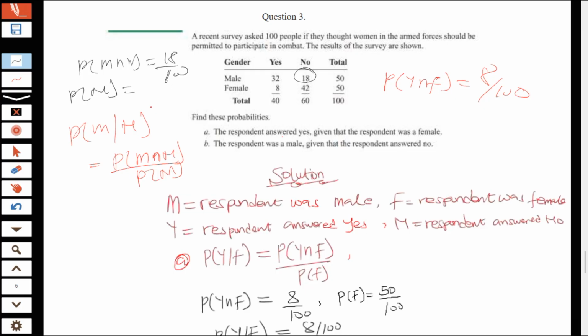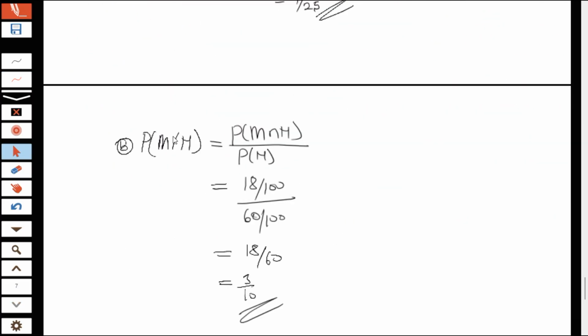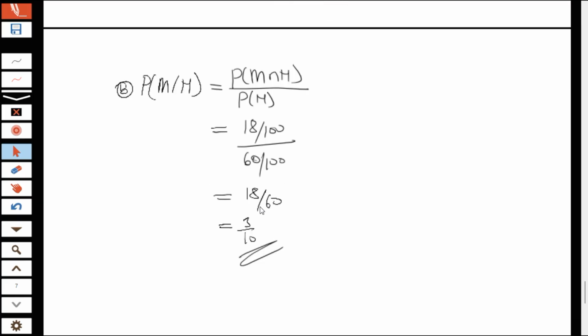And for the probability of N, that's the no, we are just going to add 18 to 42 to get 60. So probability of no will give us 60 divided by 100. So right now we have our probability of N and our probability of N intersect M. Once you have this one, the work is done. So I've done it here. We have 18 divided by 100 and then 60 divided by 100. Once we cancel this, we are going to get 18 divided by 60, and our final answer will be 3 divided by 10.